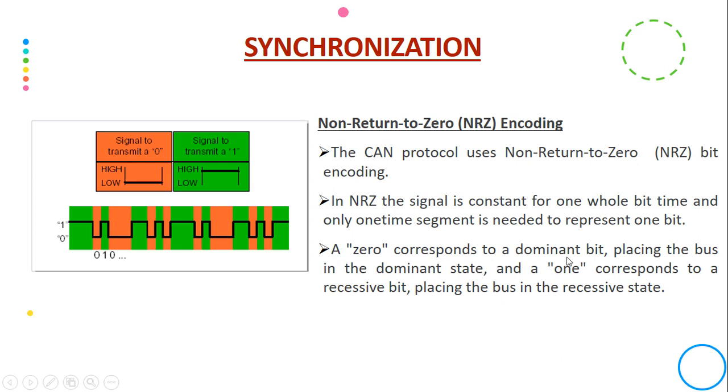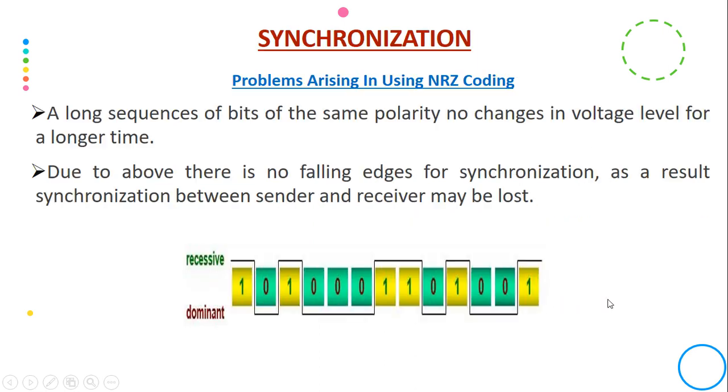A 0 corresponds to the dominant bit, placing the bus in the dominant state, and 1 corresponds to the recessive bit, placing the bus in the recessive state. But some of the problems that arise using the NRZ encoding include that a long sequence of bits of the same polarity results in no changes in the voltage level for a long duration of time. Due to the above reason, there is no falling edge for synchronization.